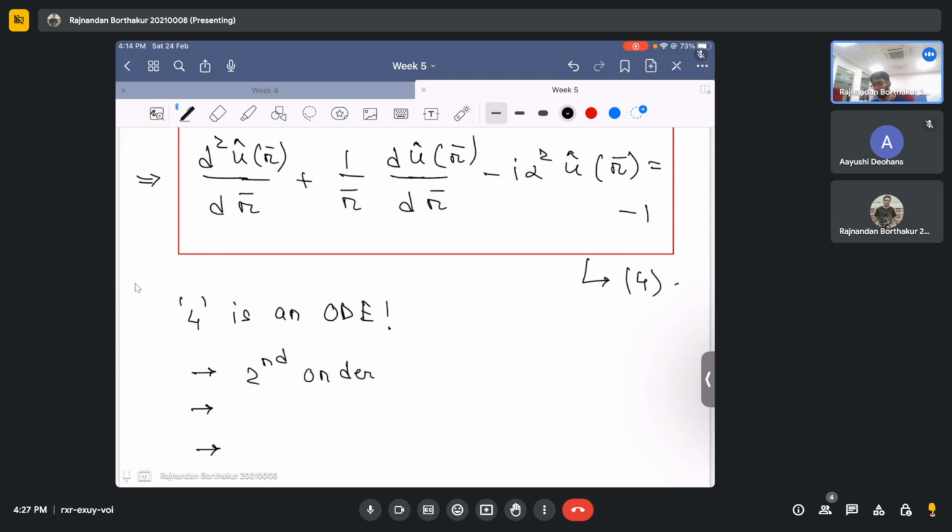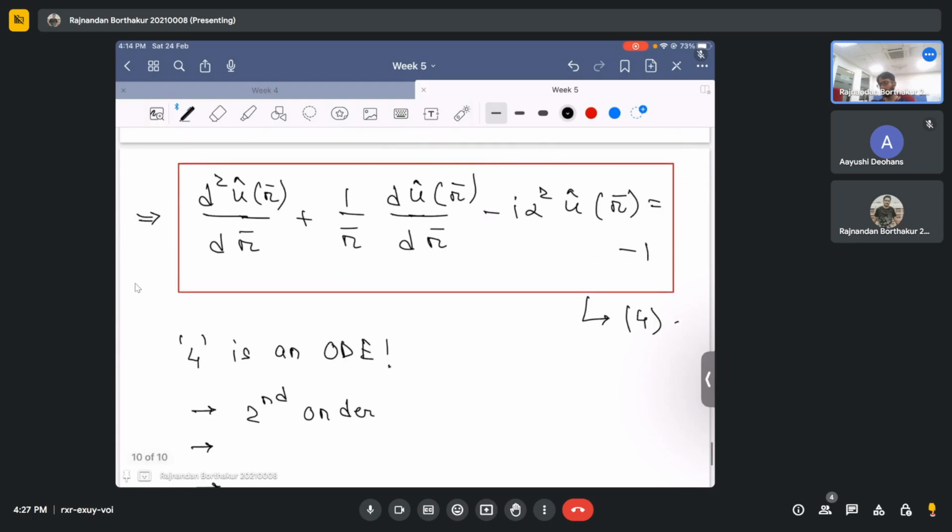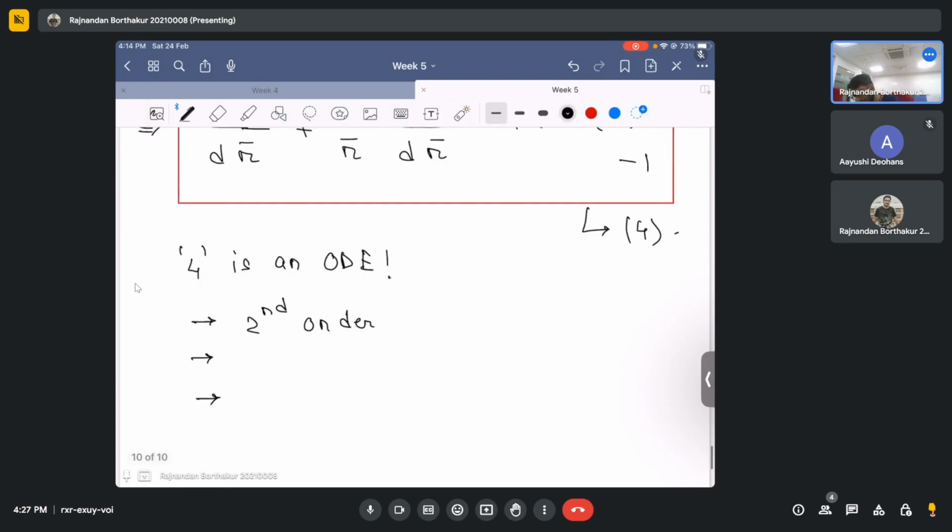Is it homogeneous or non-homogeneous? Non-homogeneous, exactly. The reason is that u hat of r bar equal to 0 is not a trivial solution of this ODE. In other words, if I put u hat of r bar equal to 0, I don't get the left hand side equal to the right hand side, and that's why it's a non-homogeneous ODE.